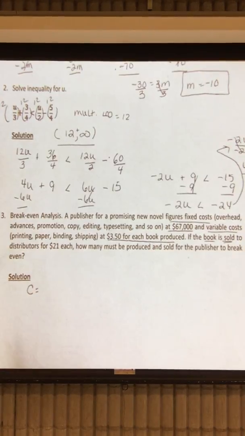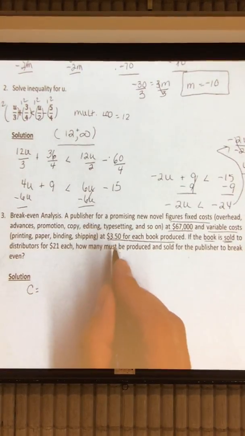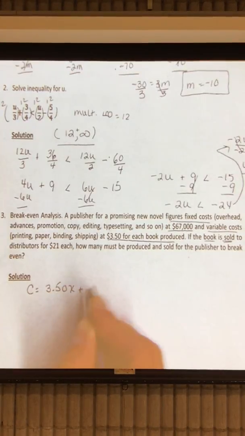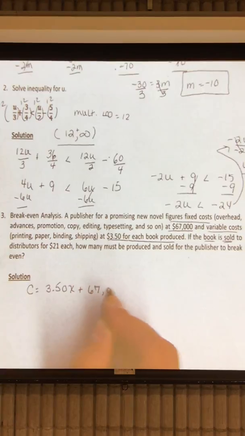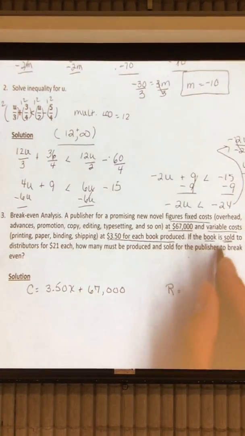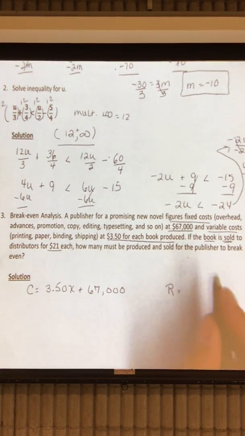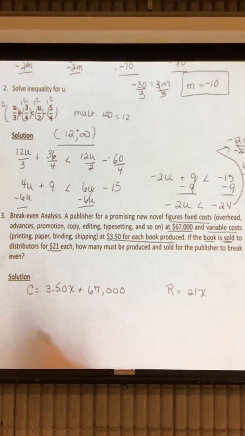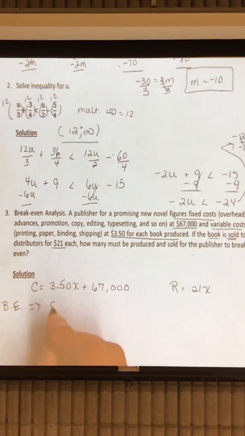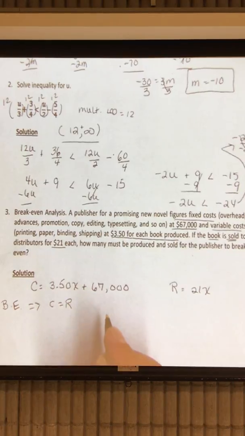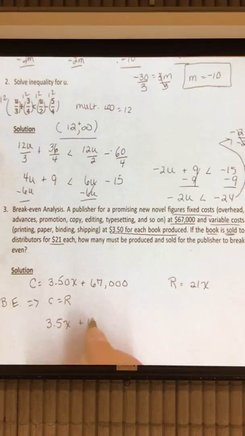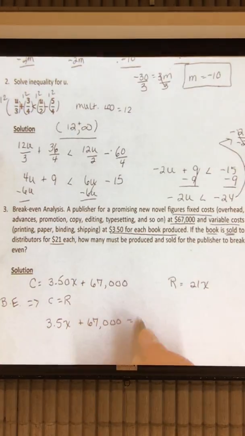So our cost function is our variable cost, which is 3.5x, plus our fixed cost, which is $67,000. Our revenue function is our selling cost, and our selling cost is $21 per book. Therefore, our break-even point is when our cost is equal to our revenue. So let's set our two equations equal and solve for x.